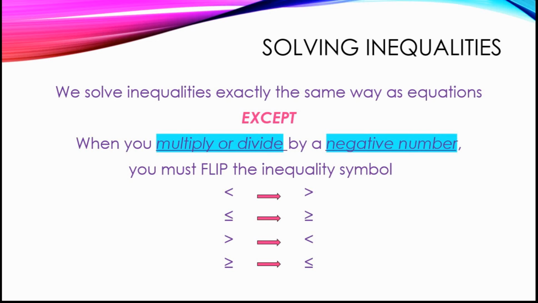Otherwise, it is exactly the same as equations. We want to isolate the variable using inverse operations, and we can do that by keeping both sides balanced and just going one step at a time, starting with the constant.